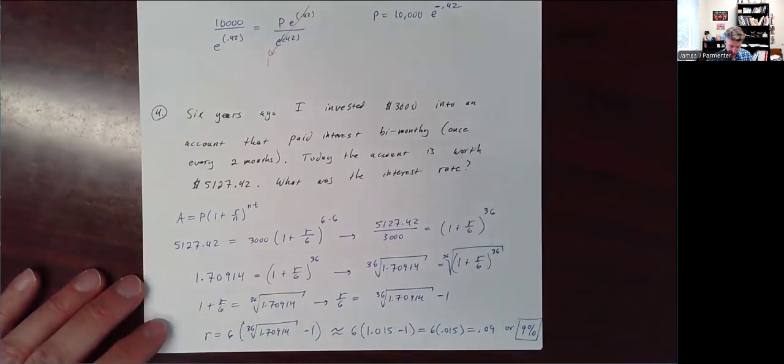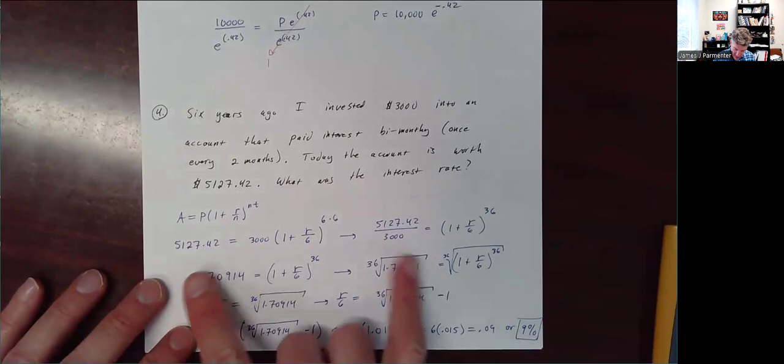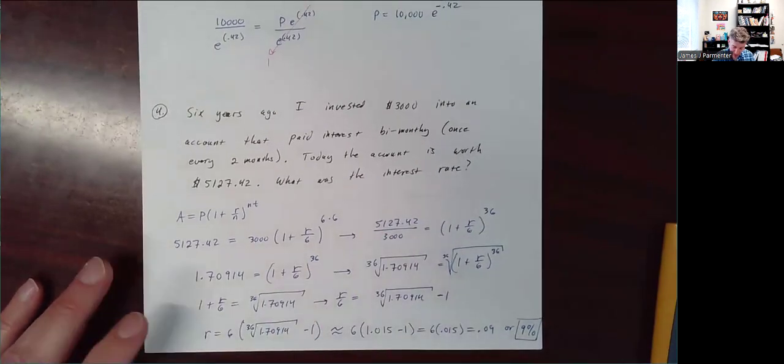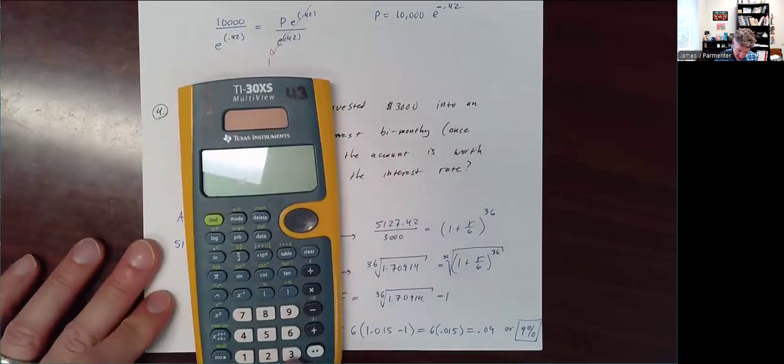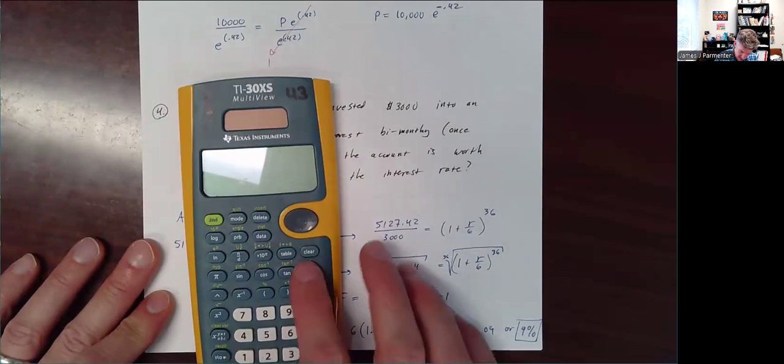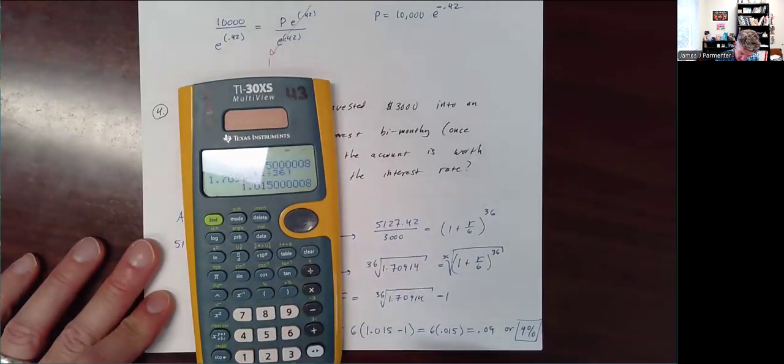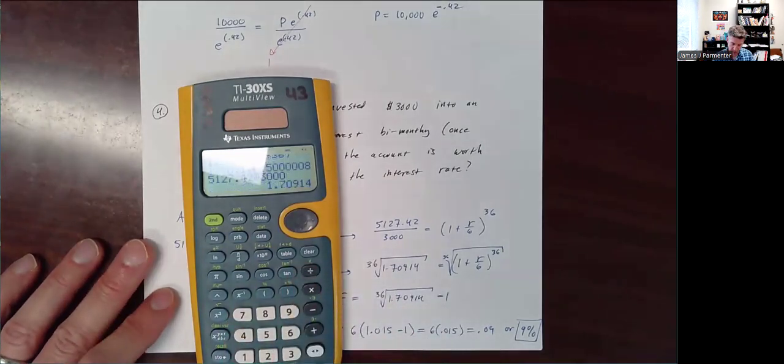So then we calculated it. We divided both sides by 3,000. We actually did the division and it turned out to be a nice number, right? It was a non-terminating decimal. So if you actually calculate that, 5,127.42 divided by 3,000. Oops, turn on the calculator maybe. Turns out to be exactly 1.70914.